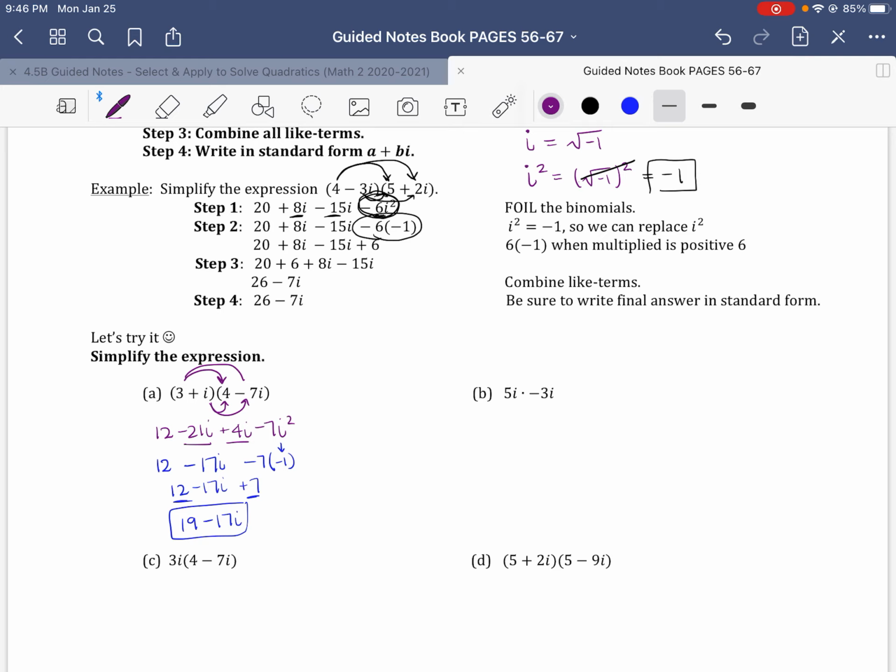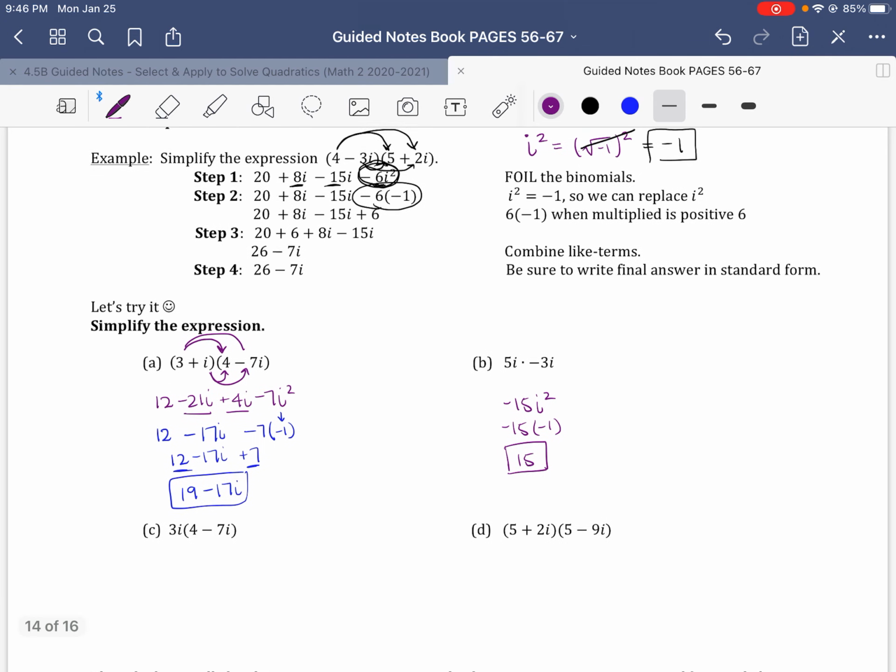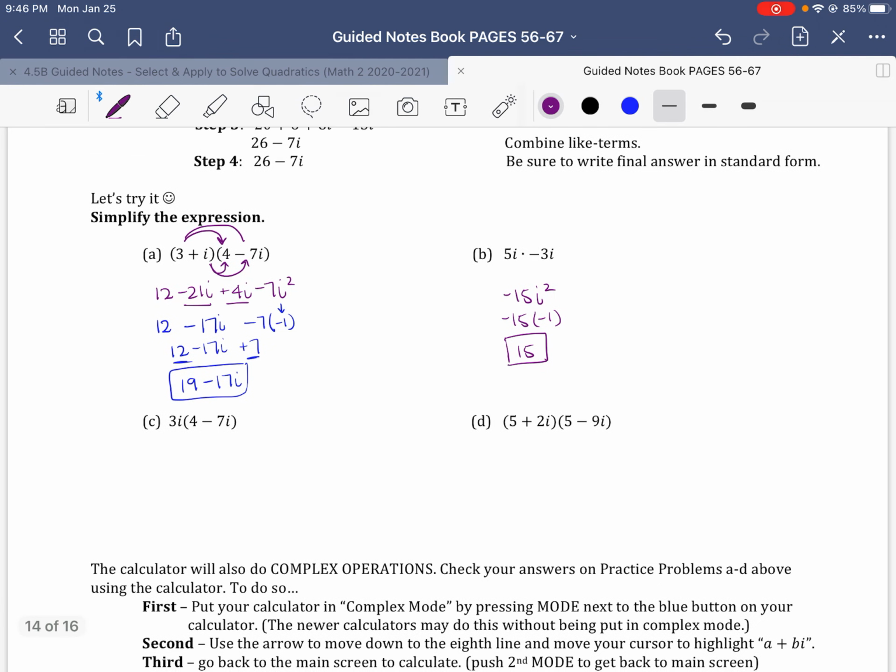On part B, again, if you just have two terms we're multiplying, we do 5 times negative 3 is negative 15. i times i, again, is i squared. Again, we know that i squared is just negative 1. So negative 15 times negative 1 is equal to positive 15. Again, no matter how many of these you do, it's really just about simplifying the i squared in a correct manner. So let's do one more of these.